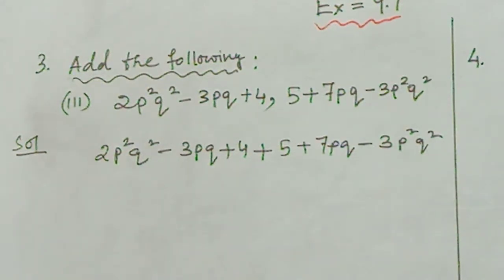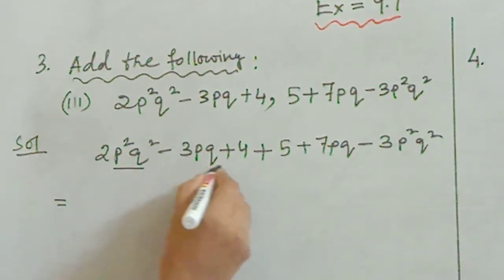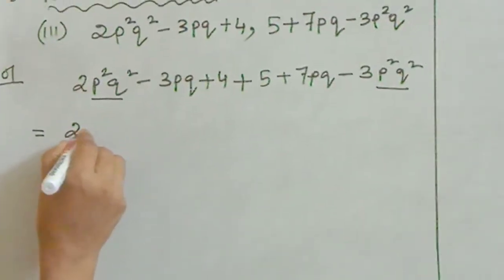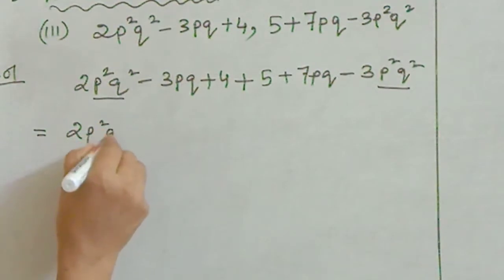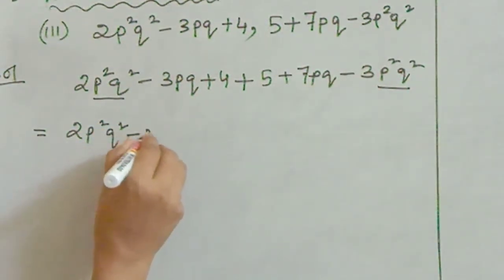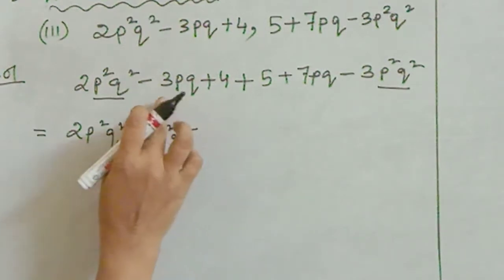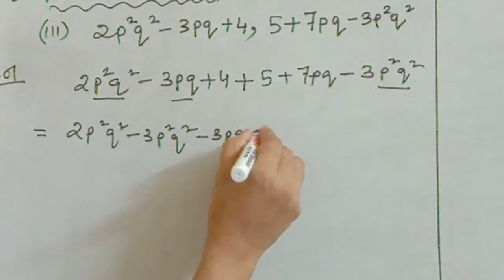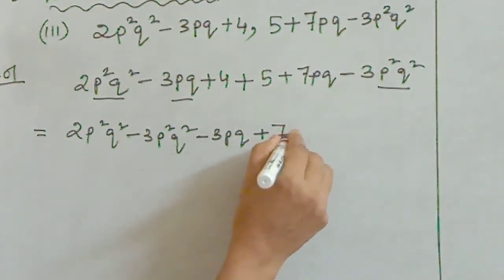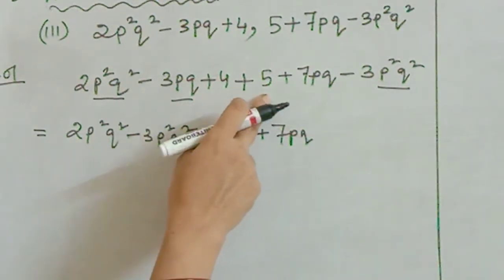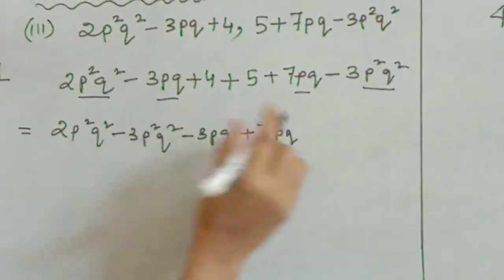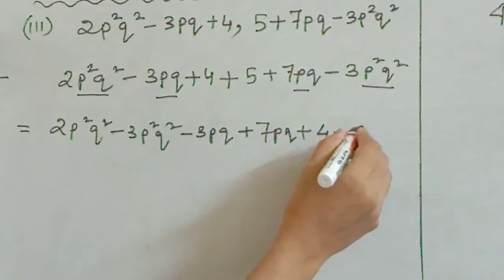Now you have to arrange them according to their like terms. Take all these like terms, p square q square, p square q square, yes it is p square q square. So like terms you will arrange order wise. 2p square q square minus 3p square q square. Then pq and pq, minus 3pq plus 7pq. Then two constant terms are also there, plus 4 and plus 5.